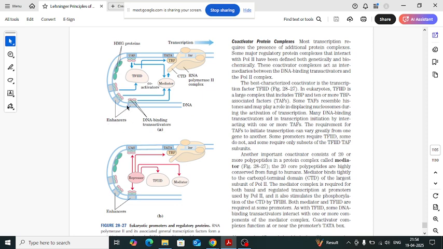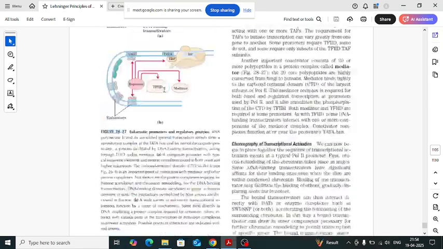Yeah, so these activators will bind to this enhancer and they will initiate, or induce, the corresponding gene expression, right?